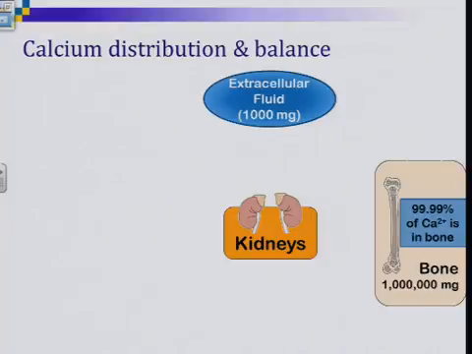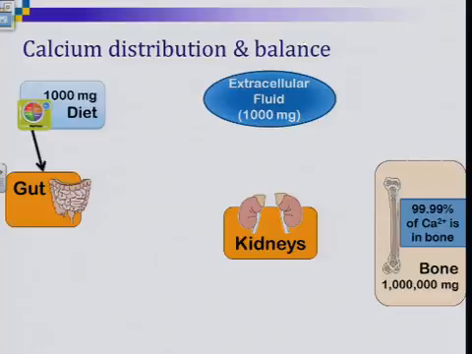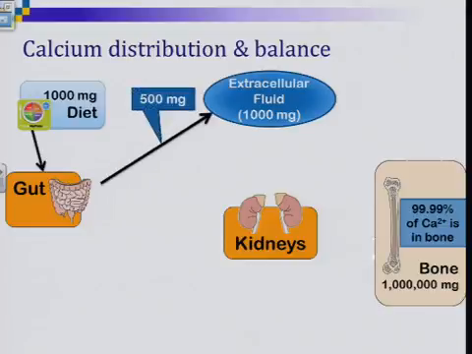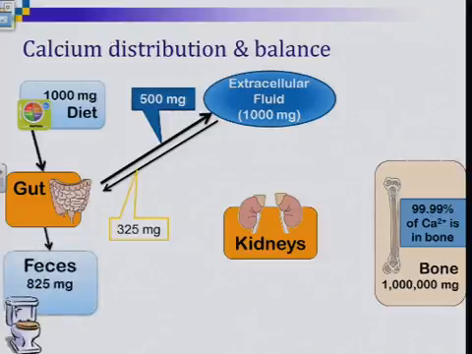Okay, now the kidneys reabsorb calcium, and calcium is taken up in the diet, and on average about 1,000 milligrams a day, although the most recent standard for minimum daily requirement I think is 1,200 milligrams. Okay, that's taken up into the body through the GI, and on average only about half that makes it into the extracellular fluid. Okay, and about 325 milligrams is eliminated. So that means on an average day, about 825 milligrams of calcium ends up in the feces.